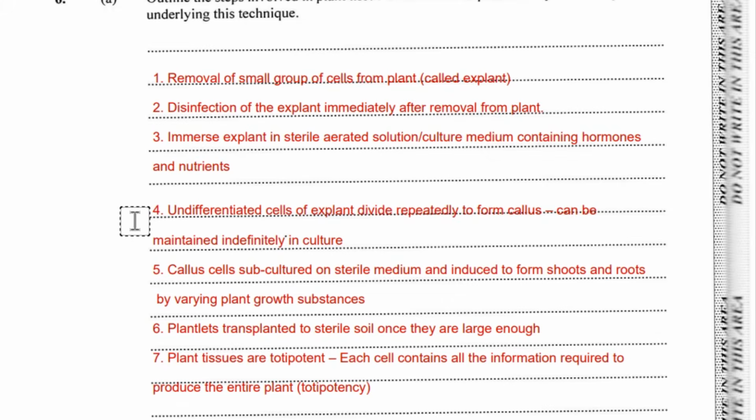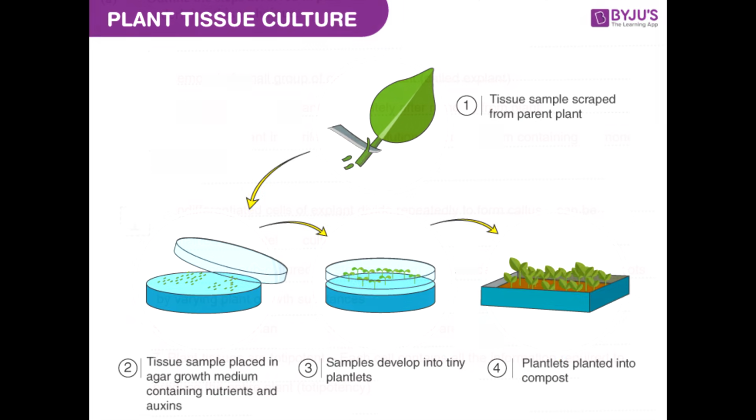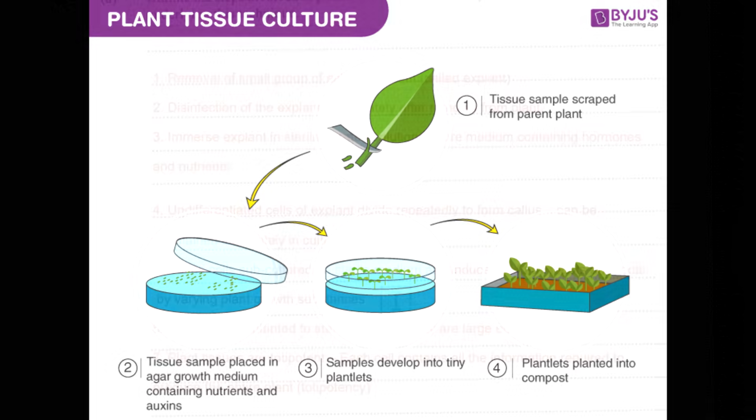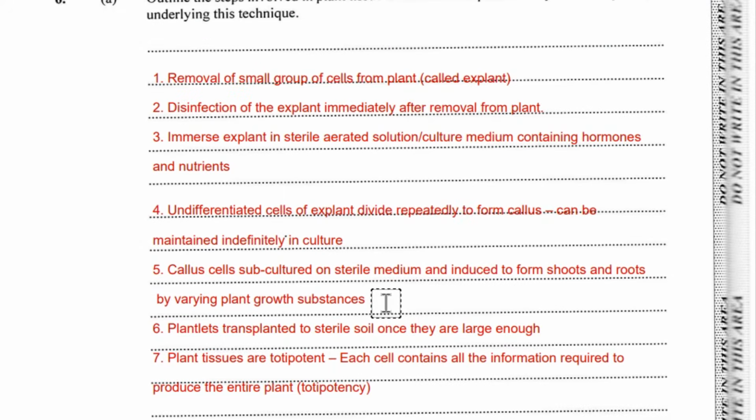So the undifferentiated cells of the explant divide repeatedly to form a callus. And this callus can be maintained indefinitely in the culture medium. These callus cells are then subcultured on a sterile medium and induced to form shoots and roots by varying plant growth substances. The nutrients it is fed with are going to be things like nitrates and some sucrose. There are going to be some hormones like auxins in there that are going to stimulate growth, right?